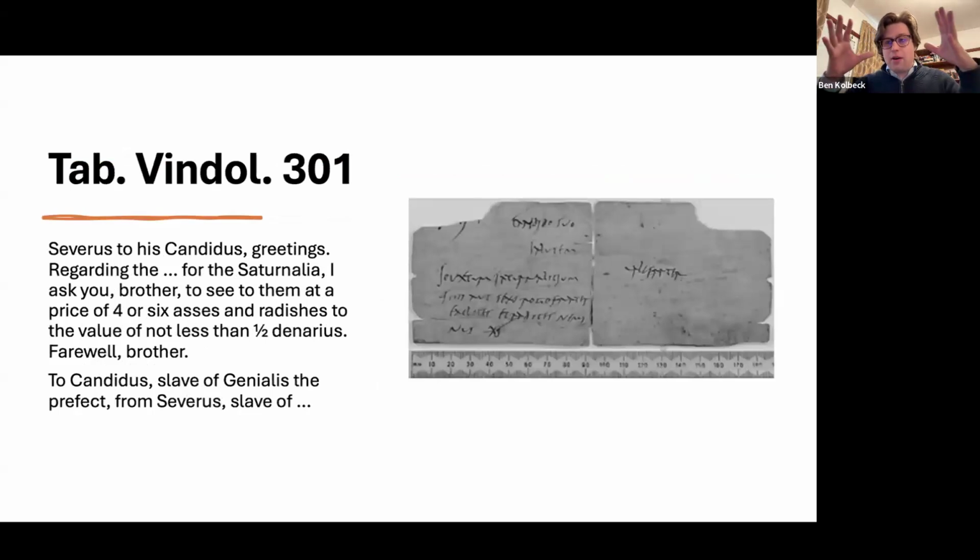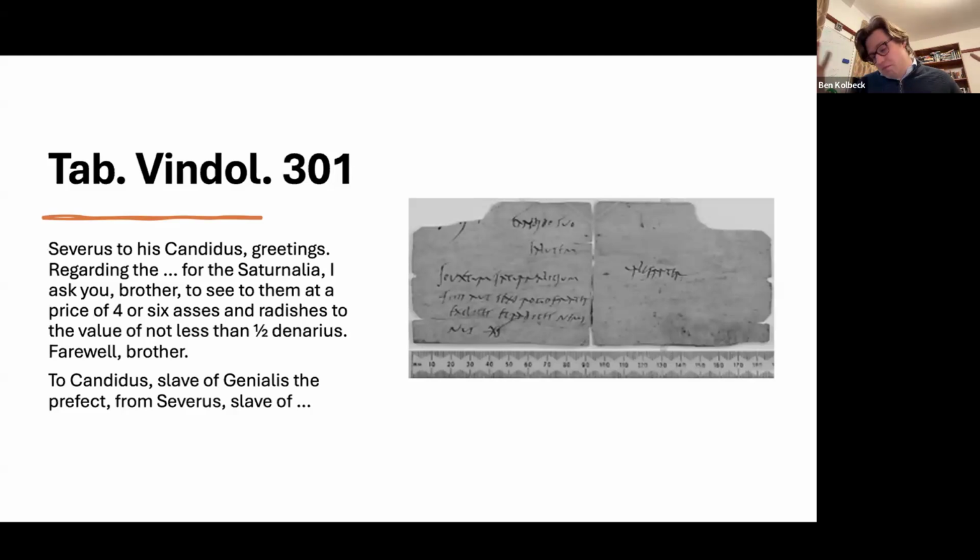We also get a sense of how the household of the commander is being managed. So this is a tablet from a slightly different layer of the fort, so a different unit. And we read here that this commander, this prefect, a man called Severus, is essentially writing a shopping list to one of his slaves, saying, go out to the market and buy these items. He says, Severus to Candidus, greetings. Regarding the supplies, presumably, so you can see a lot of these texts have bits broken off that we don't know how to fill in, so that's why we get those dots every now and again.